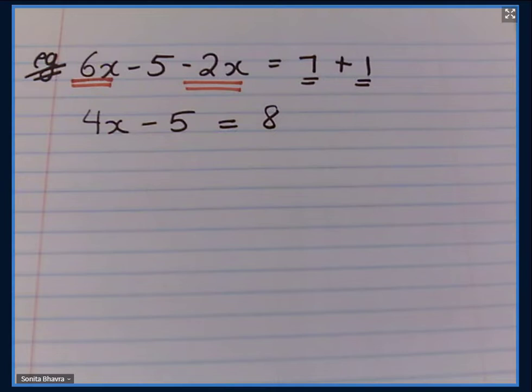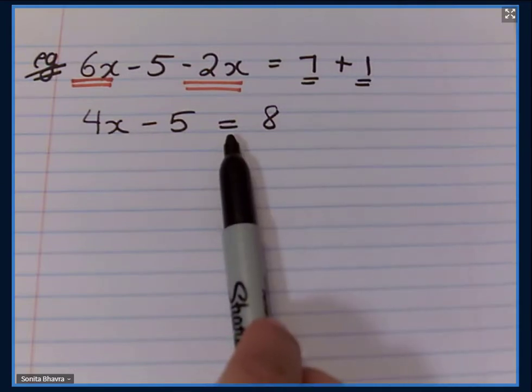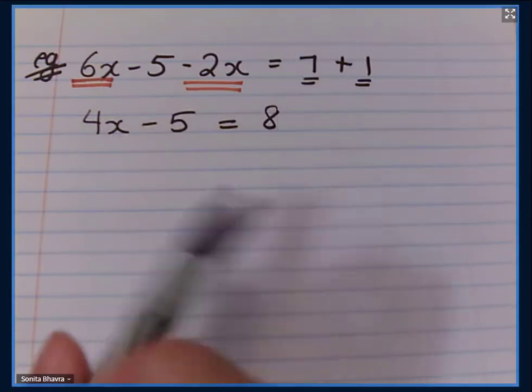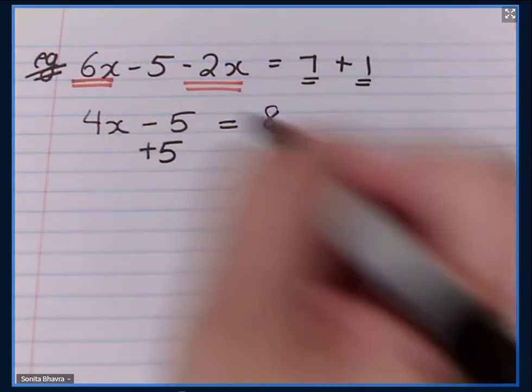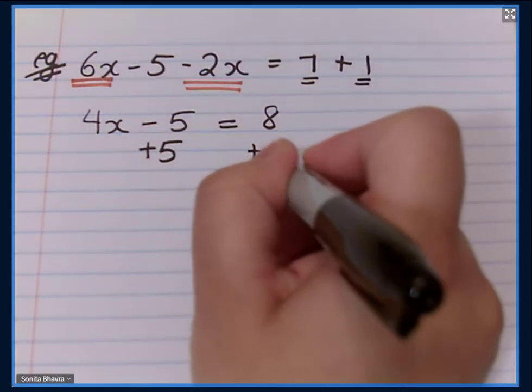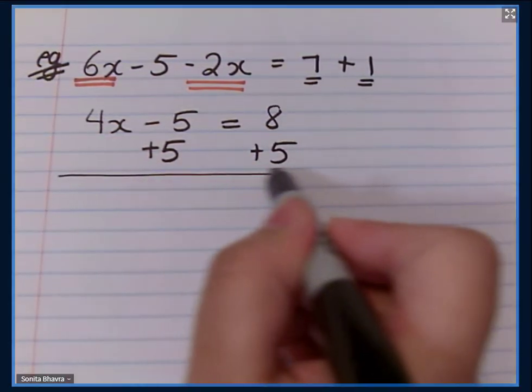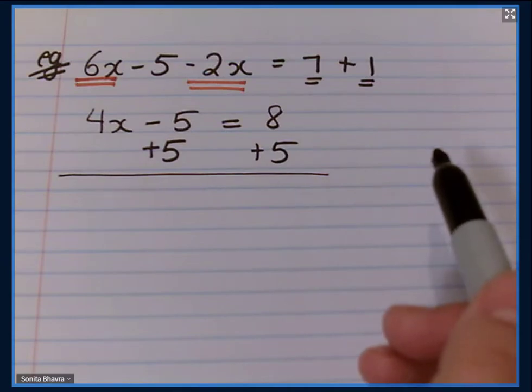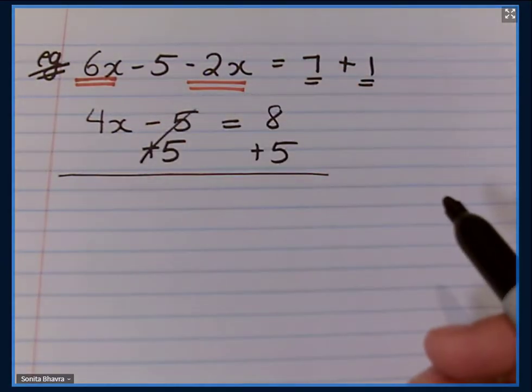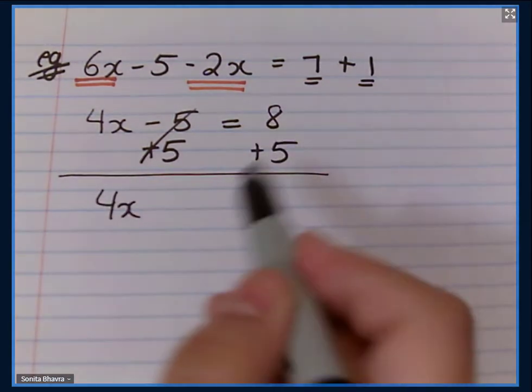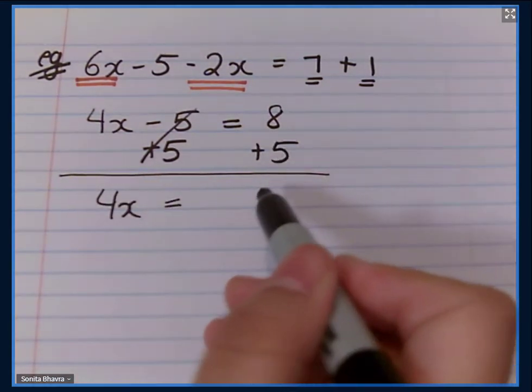So now we're trying to isolate x. We want x to be on the left-hand side. We want everything else to move over to the right-hand side. So we always do our addition, subtraction, opposite operations first. Anytime you're moving it over the equal sign, it's the opposite operation. Because it's a negative 5 here, we're going to add 5, and you have to do it to both sides. All right, so negative 5 and plus 5, that's gone here. And we're left with 4x is equal to 8 plus 5, which is 13.